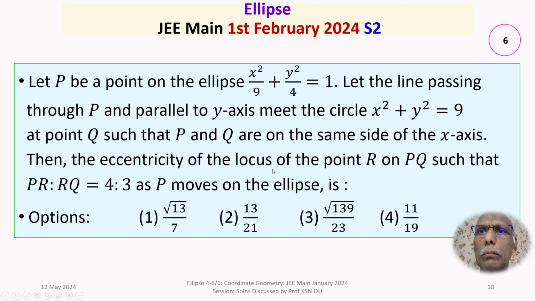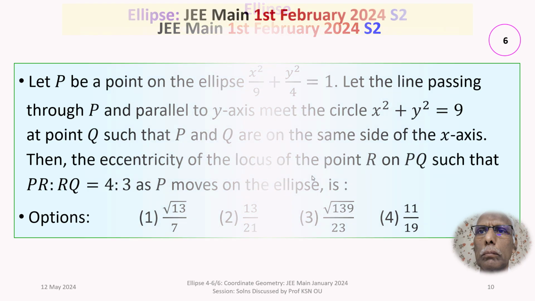Most probably the locus of this R might be an ellipse or else a hyperbola, whatever it is, some conic section, you have to find out the eccentricity of the locus. The question looks like a big one, but the answer is simple. That we will see in the next slide.